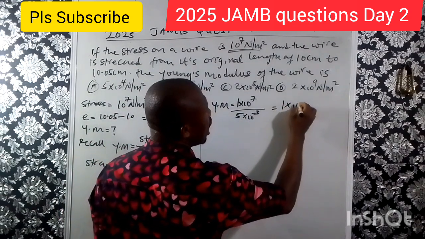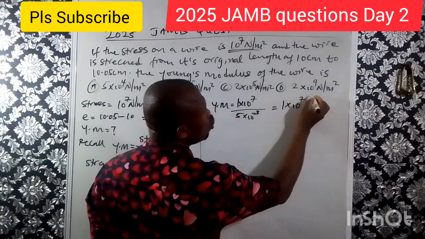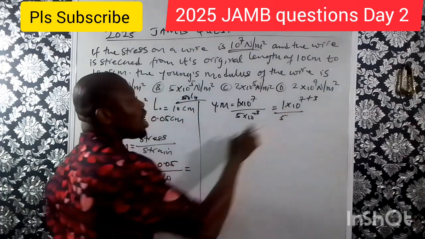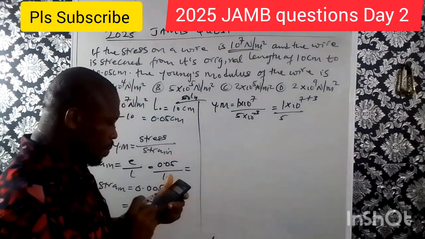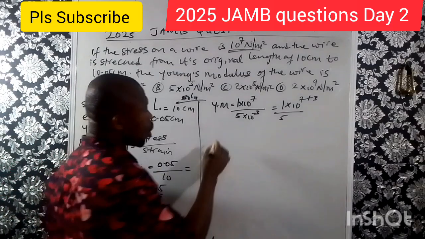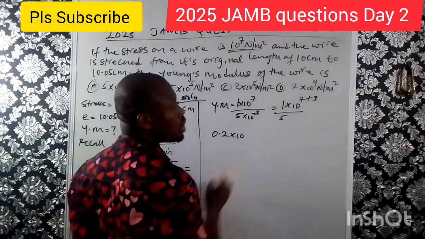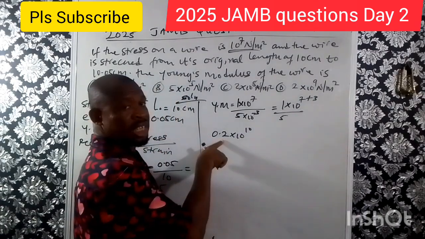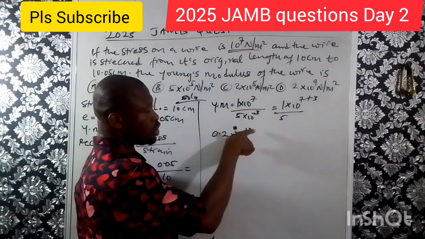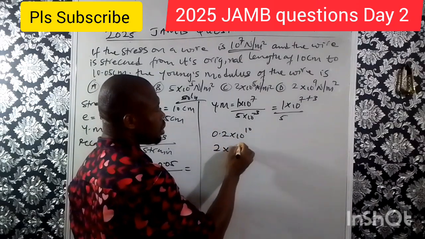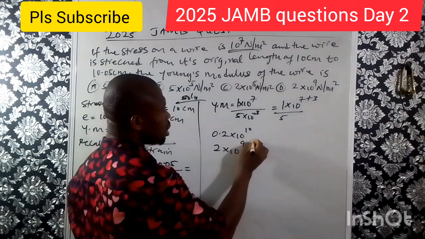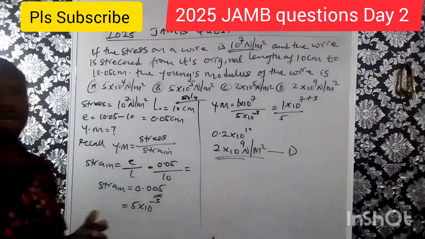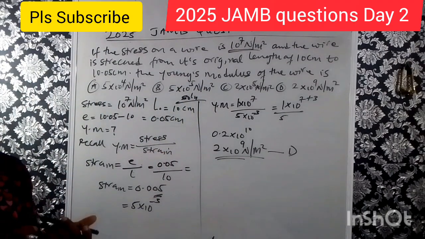So which would that give me? 1 times 10 raised to power 7. If you send this one, it becomes plus 3 all over this 5 here. Now 1 divided by 5 will give us 0.2. 0.2 times 10 raised to power 7 plus 3, which will give us 10. Put this in standard form. You shift this and this one will reduce by 1. 2 times 10 raised to power 9 Newton per meter squared. Option D is the correct answer option.